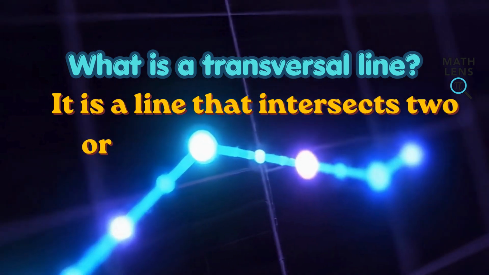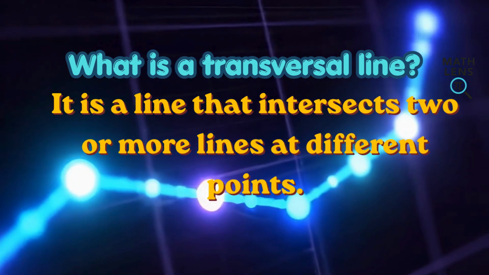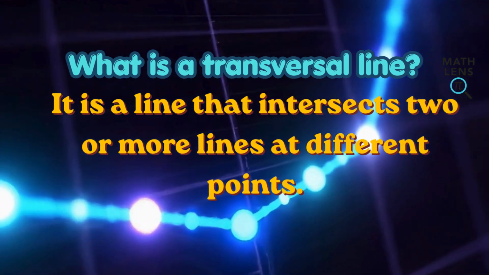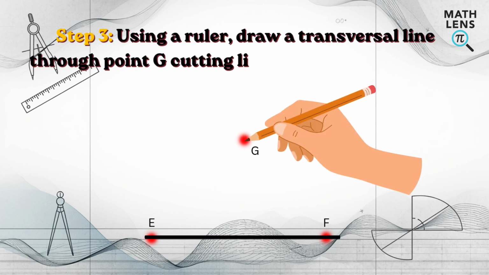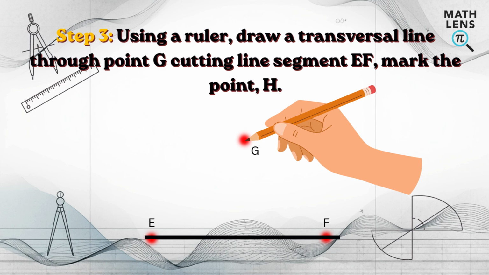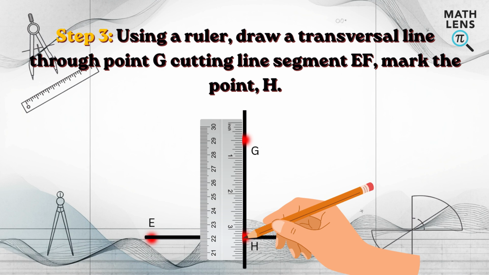What is a transversal line? A transversal is essentially a line that crosses 2 or more other lines at different points. In step 3, we're going to draw a transversal line. First, make sure you have your ruler ready. Now, carefully place the ruler so it crosses through point G and intersects line segment EF. Once your ruler is aligned, draw a straight line. This line should intersect EF at a new point, which we'll label as point H.